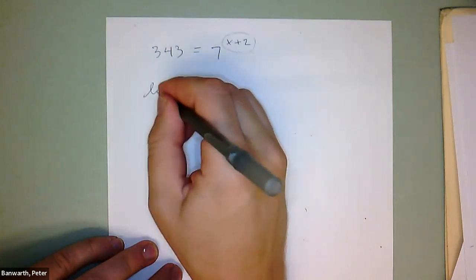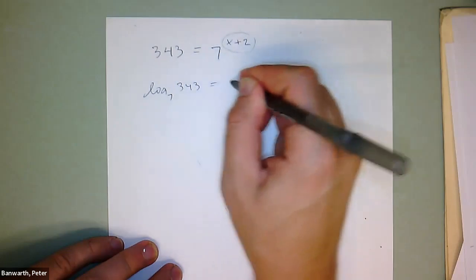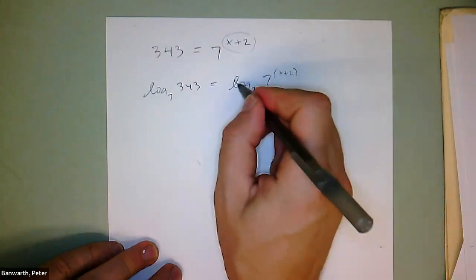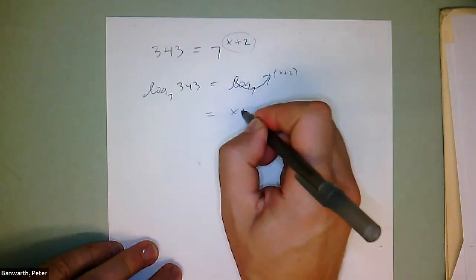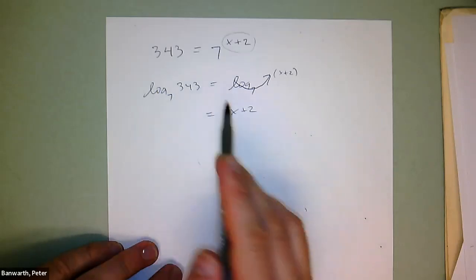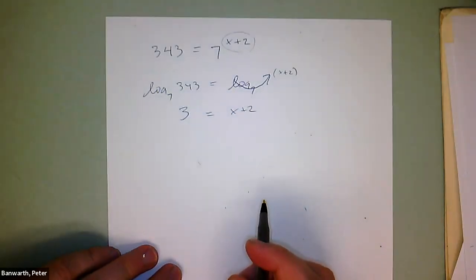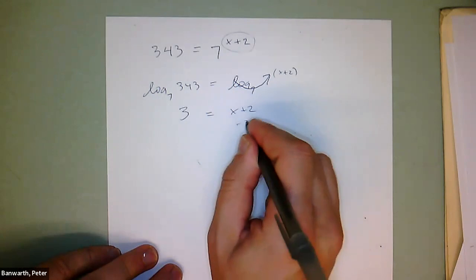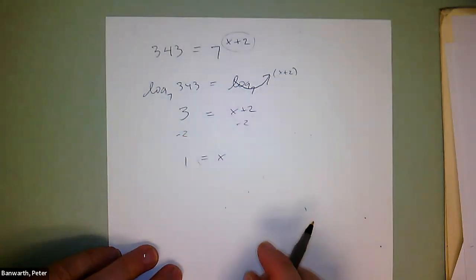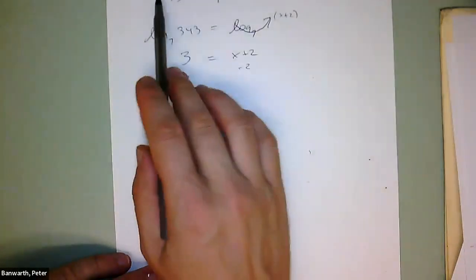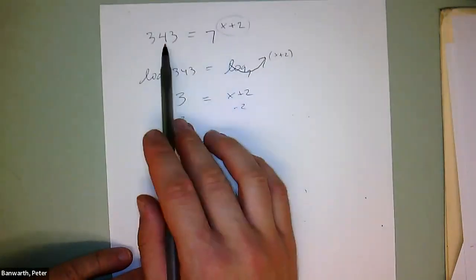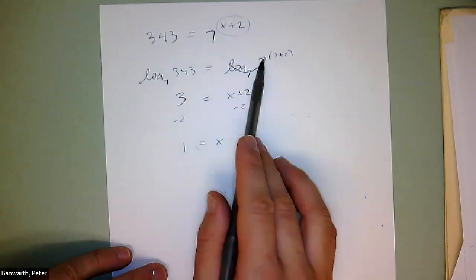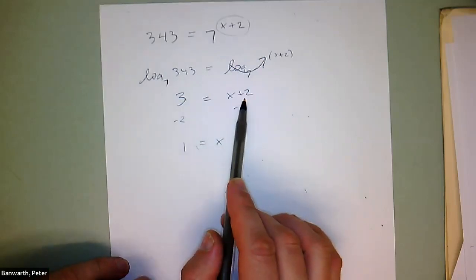And so since it's a 7, I want log base 7 of 343, which should equal log base 7 of 7 to the x plus 2. Log base 7 of 7 cancels, leaving me with x plus 2 by itself. And I happen to know that log base 7 of 343 is equal to the number 3. And now it's linear. And then I just subtract 2 from both sides, and x equals 1. Again, remember back when I was talking about logs, I say logs turn things from exponentials into linear. I took a log of both sides, and all of a sudden I have a linear equation here.